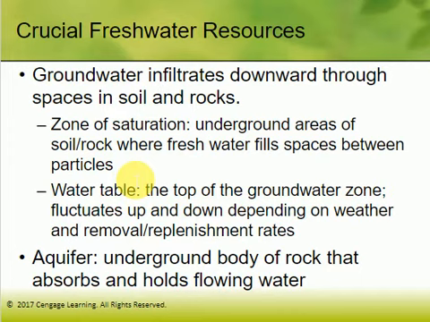The water table is going to be the top of the groundwater zone that moves up and down depending on weather and removal and replenishment and all that kind of stuff. The water table is where we get our water for our homes and things like that. And then an aquifer is going to be an underground body of water that absorbs and holds flowing water. Sometimes they're called underground rivers, things like that. Just massive underground bodies of water.